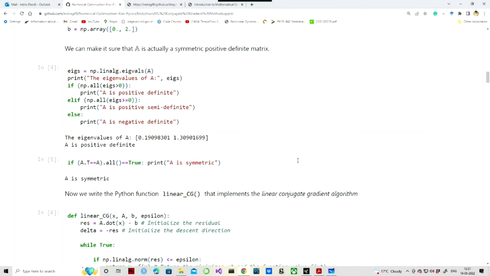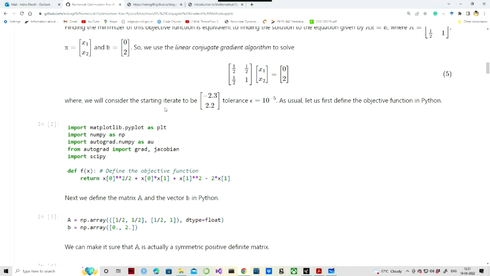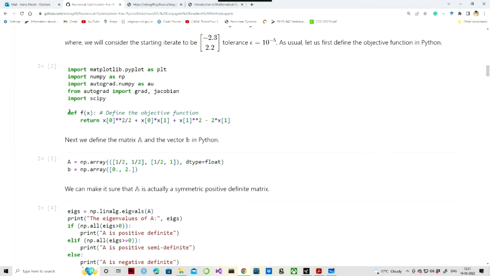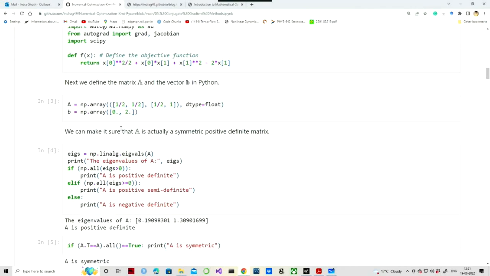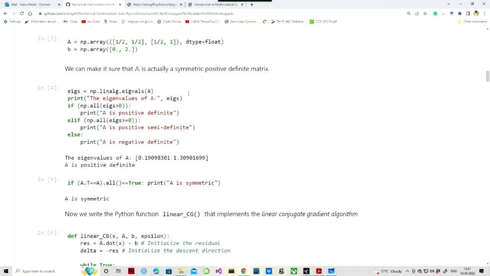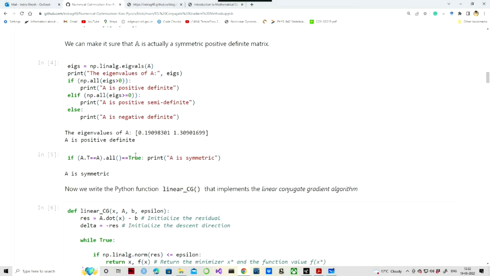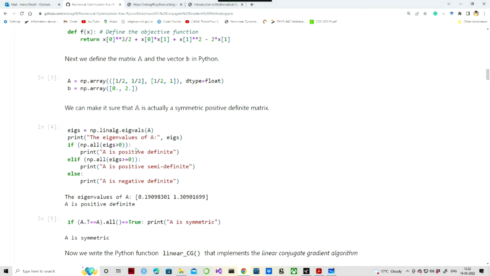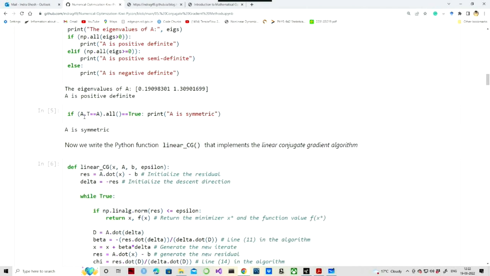Okay, so we'll consider the starting iterate to be this and the tolerance 10 to the power minus 5. This is the function that I define, the matrix A and the vector b. We can make sure that A is a symmetric positive definite matrix, because otherwise the algorithm will not work. So it is positive definite, and also it's symmetric. You can use this line of code to check whether it's symmetric or not. Symmetric means the transpose of the matrix equals that matrix.